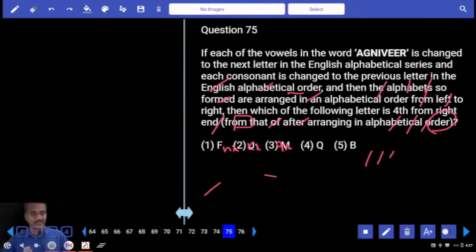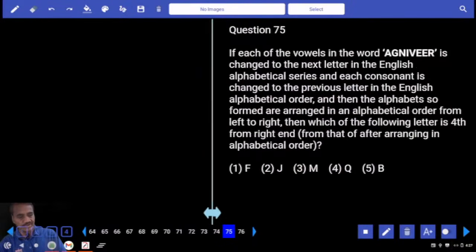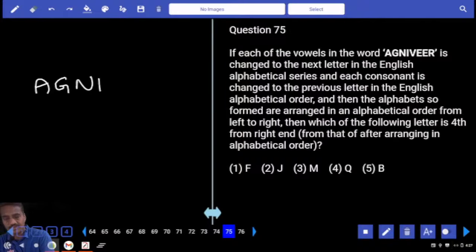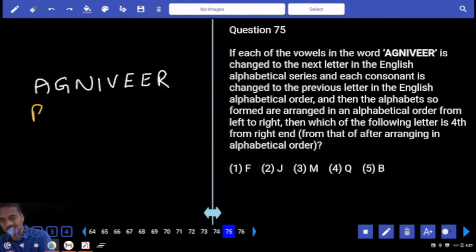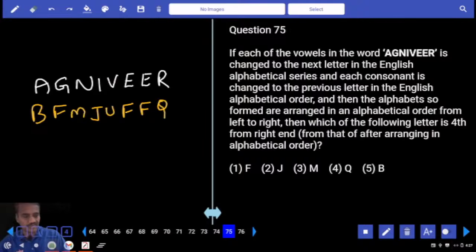Then in this 75, what is the word we have? Agnivir. Now Agnivir is the word, AGNIVIR. Each vowel in the word Agnivir is changed to the next letter: A has become B, I to J, E to F, A to B. Each vowel is changed to the next letter and each consonant is changed to the previous. Now this is F, M and U and this is Q. And then the alphabets so formed are arranged in alphabetical order from left to right.